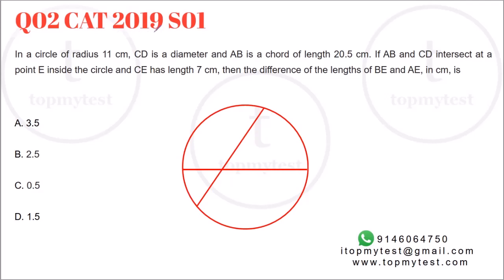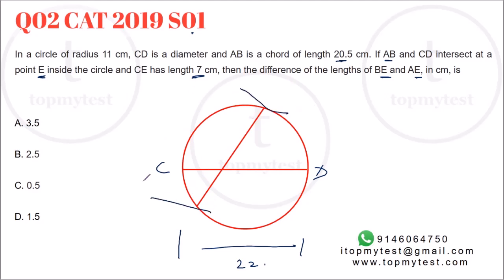Second question is from CAT 2019, slot 1. It says in a circle of radius 11, CD is a diameter and AB is a chord of length 20.5. If AB and CD intersect at point E inside the circle and CE has a length 7, what is the difference between the length BE and AE? So CD is the diameter. Radius is 11, so diameter will be 22. AB is a chord of length 20.5.